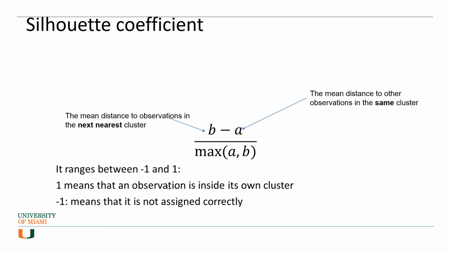Ultimately, this is going to range between -1 and 1, in which 1 means that the observation is well inside its own cluster, and -1 means that the observation is not assigned correctly, right? So it's very similar to the correlation coefficient in the sense that 1 means that they're very highly correlated, and -1 means that they're highly but negatively correlated. So the higher it is, the better it is, right? So the number of clusters that give you the highest silhouette score is the best number of clusters.